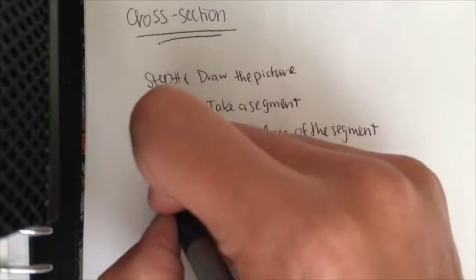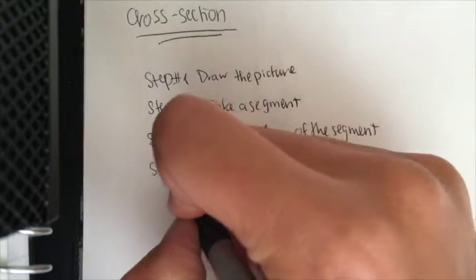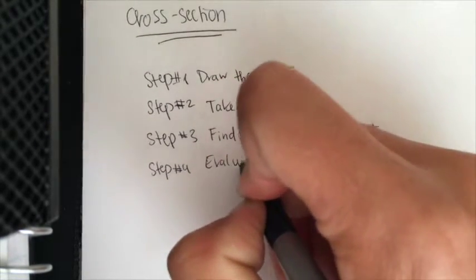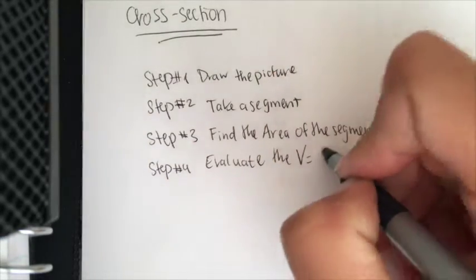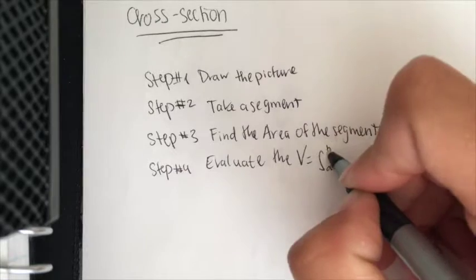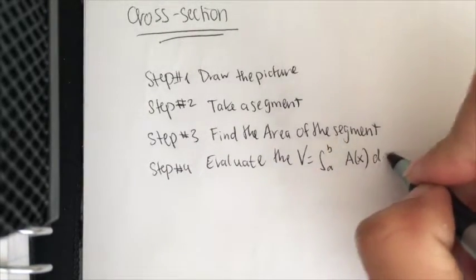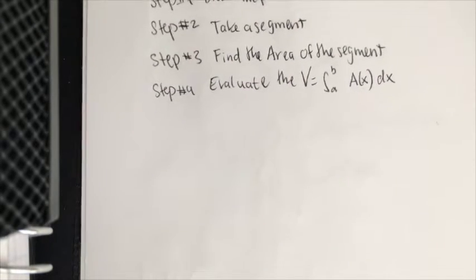Okay, and step number 4. Evaluate the integral. So evaluate the volume as the integral from a to b, our area A of x, and thickness dx. Okay, so 4 steps to follow. So let's look at the example. Let me keep the steps in here.